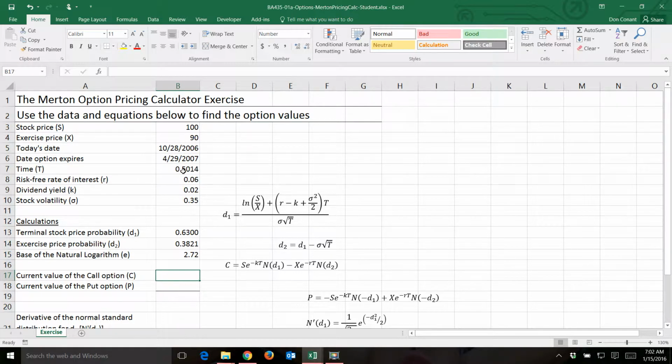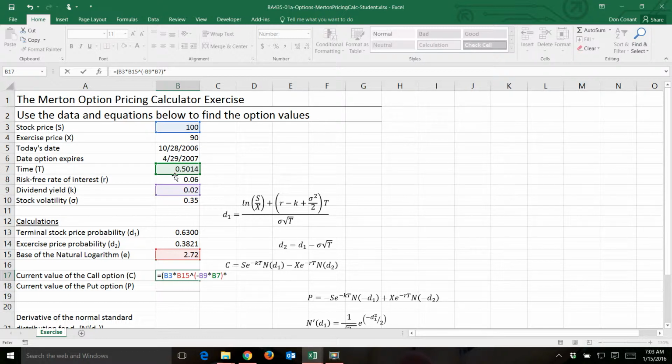Now we'll go ahead and calculate the value of the call option. We'll build that equation. So C equals, and I'm going to go ahead now and calculate things to the left of the minus sign in the equation, and then I'll calculate things to the right of the minus sign. So the quantity to the left of the minus sign is S times E, and E is raised to the minus K times T, and we multiply that times N, which is the normal standard distribution. We're going to use that function in Excel.